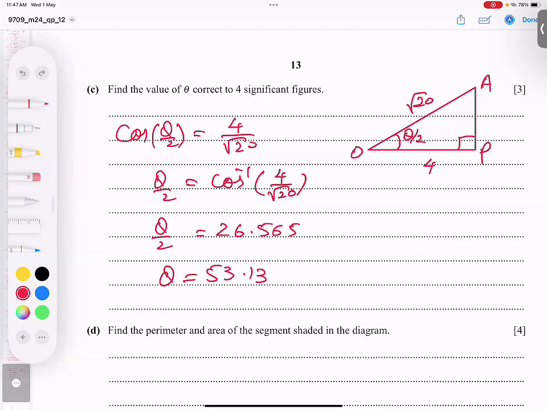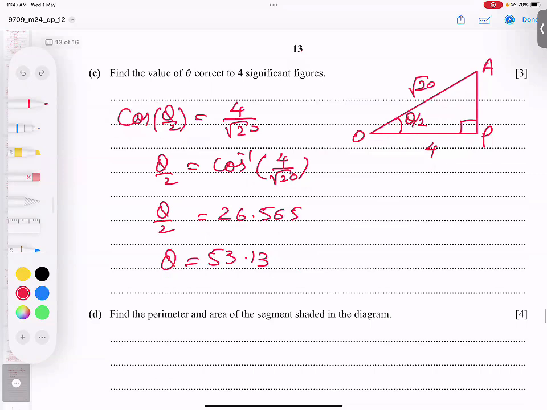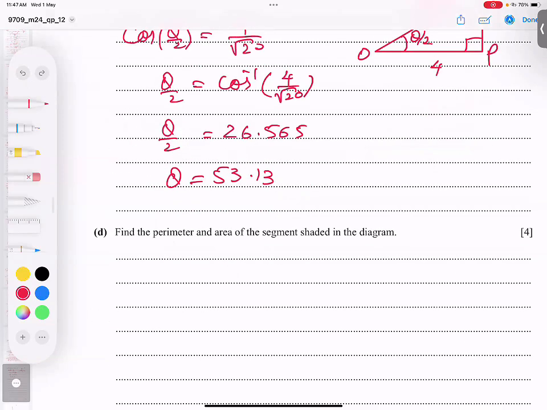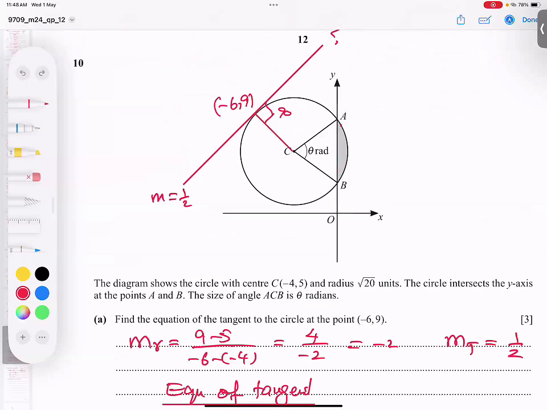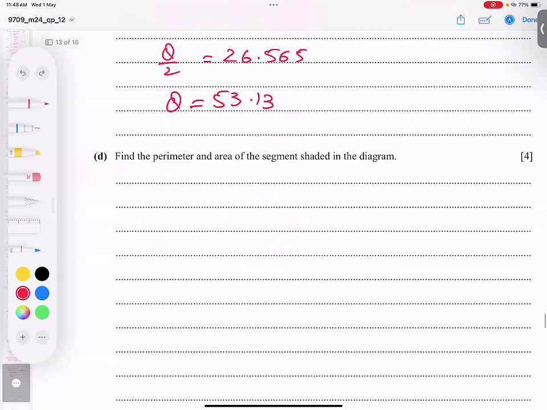So how can we do it? Just a minute, students. Okay. So let's go for the next part. Next part is what, students? Perimeter and area of the segment he's asking for. He talks about this portion, this shaded one. How can we do it, students? There's a very clear plan. You have the radius, and you have the angle as well. So everything we have.